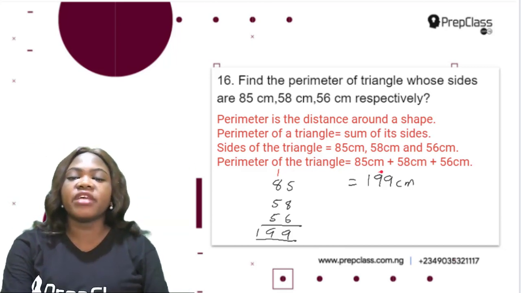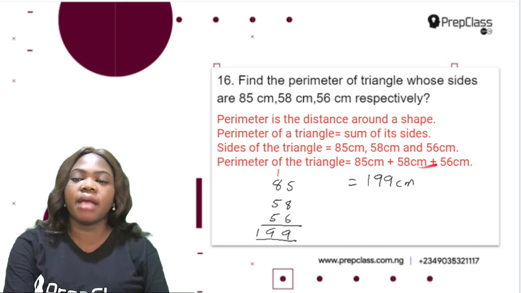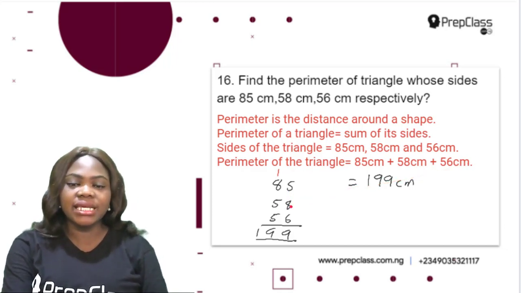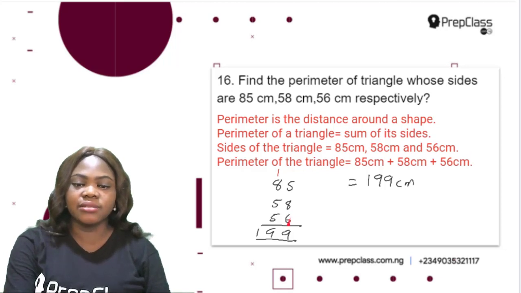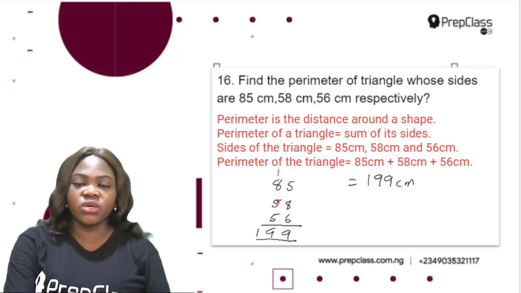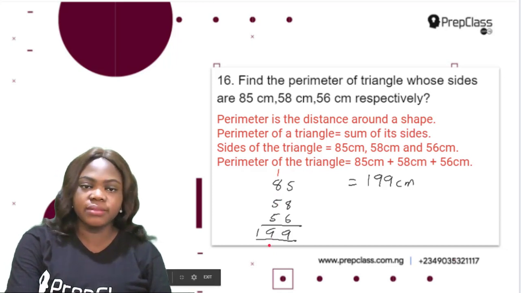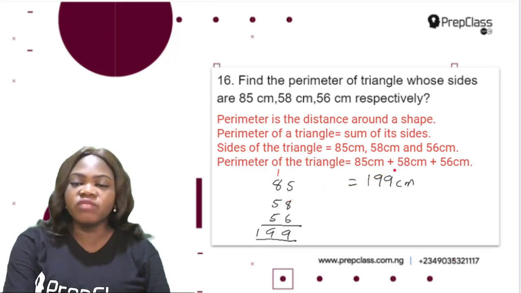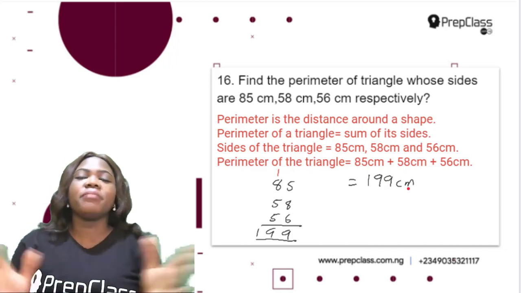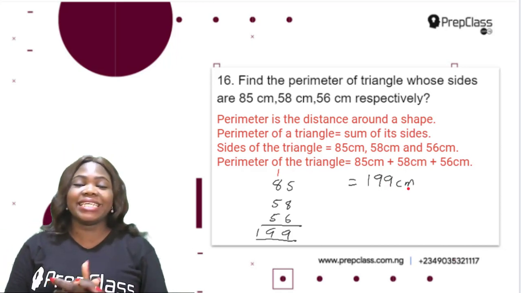Okay, so we have 85 centimeters plus 58 centimeters plus 56 centimeters. Let's do that here. 5 plus 8 is 13. 13 plus 6 is 19. So write 9, carry 1. 1 plus 8 is 9. 9 plus 5 is 14. 14 plus 5 is 19. So the sum of the sides of the triangle is 199 centimeters. So the perimeter of this triangle is 199 centimeters.